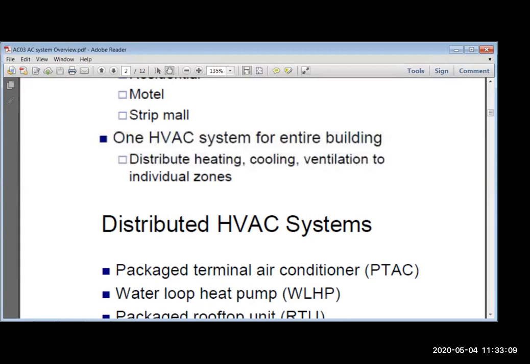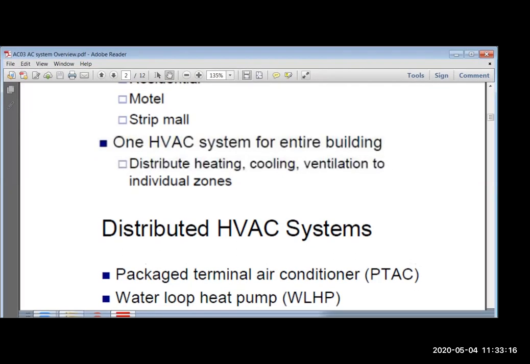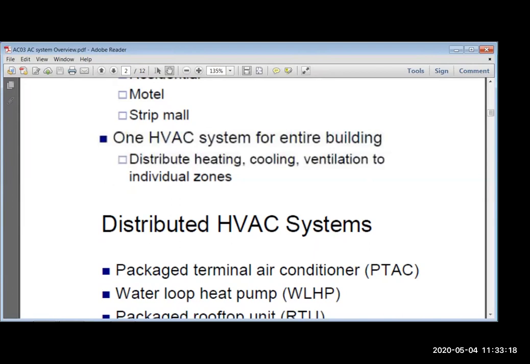Now, distributed heating, we just discussed in the previous lecture. External noise, please stop external noises.